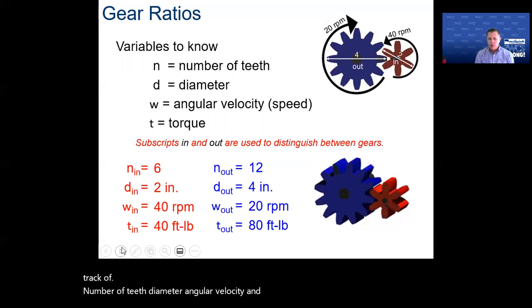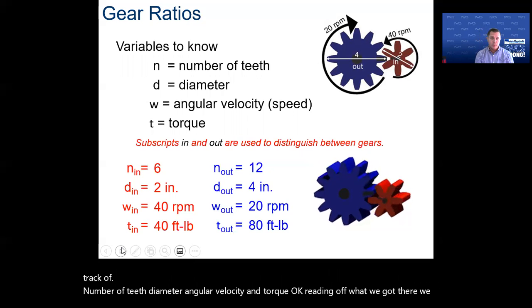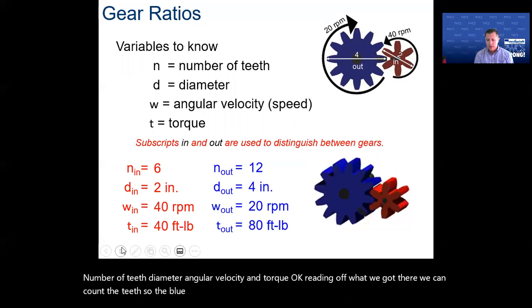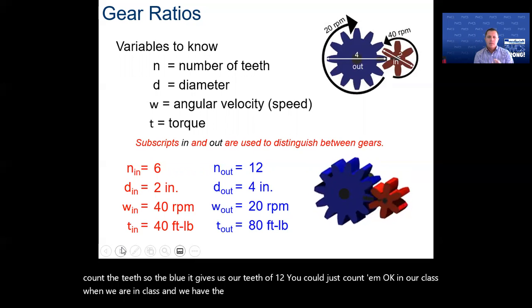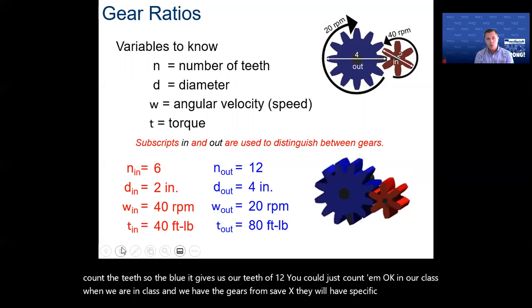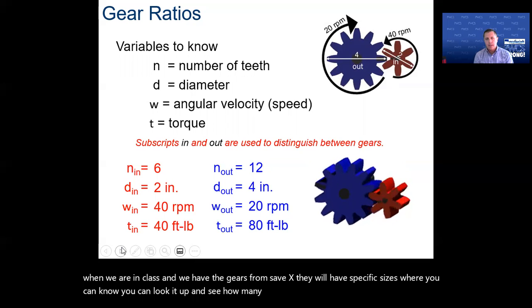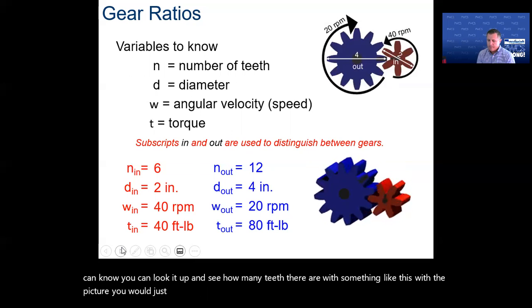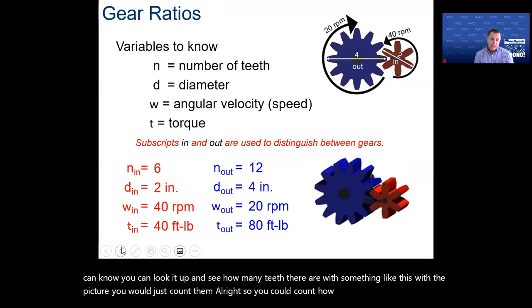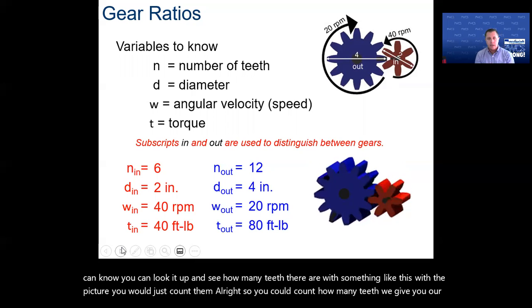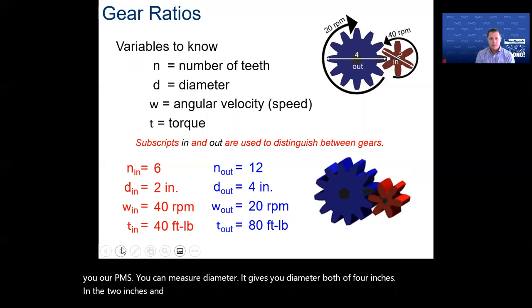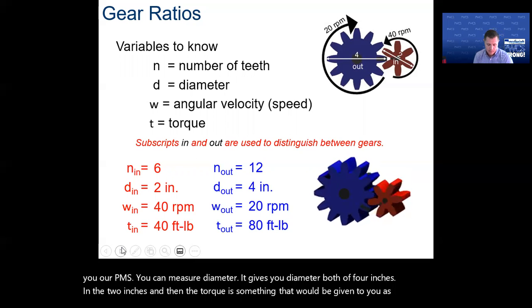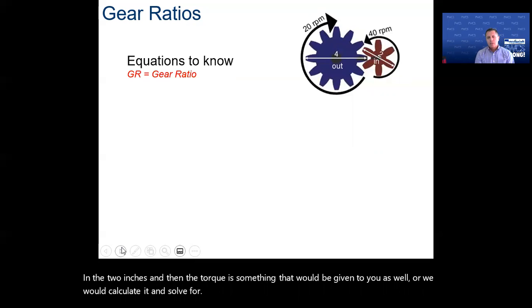Okay. Reading off what we got there, we can count the teeth. So the blue gives us 12 teeth. You could just count them. Okay. In our class, when we have the gears from, say, Vex, they will have specific sizes where you can look it up and see how many teeth there are. With something like this, with a picture, you would just count them. All right. We give you RPMs. You can measure diameter. It gives you the diameter of both the 4 inches and the 2 inches. And then the torque is something that would be given to you as well, or we would calculate it and solve for it. Okay, so let's give it a shot.